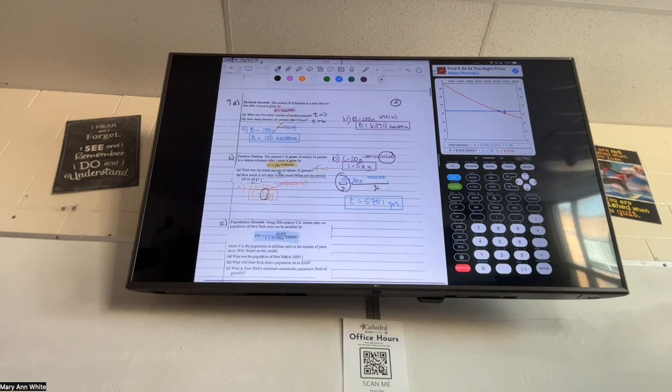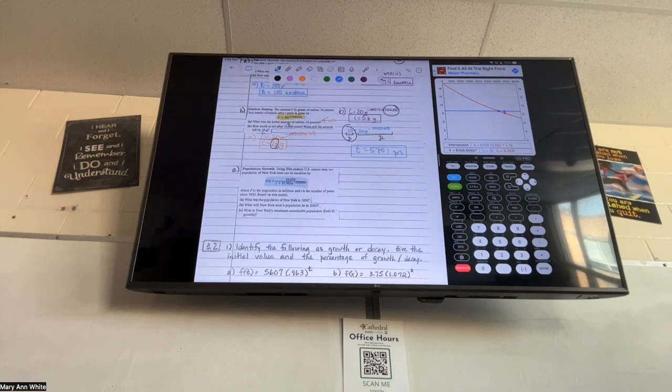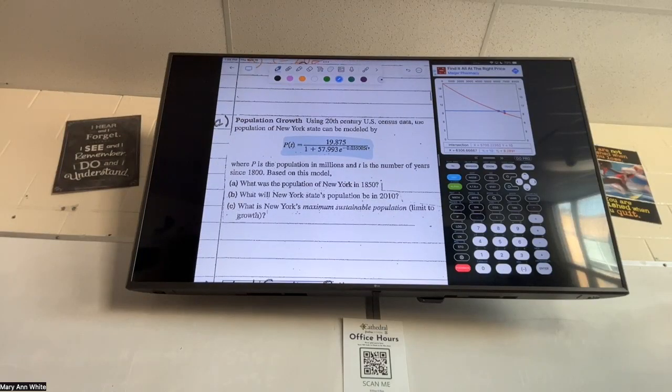Okay. All right. One more word problem for the day. Are you guys ready? This is not an exponential. Do you guys remember what kind of graph this is? What did we just say a few minutes ago? Logistic. Good. It's another logistic function. This time, this equation is modeling the population, and T is the number of years since 1800. Okay, that's important. Since 1800.